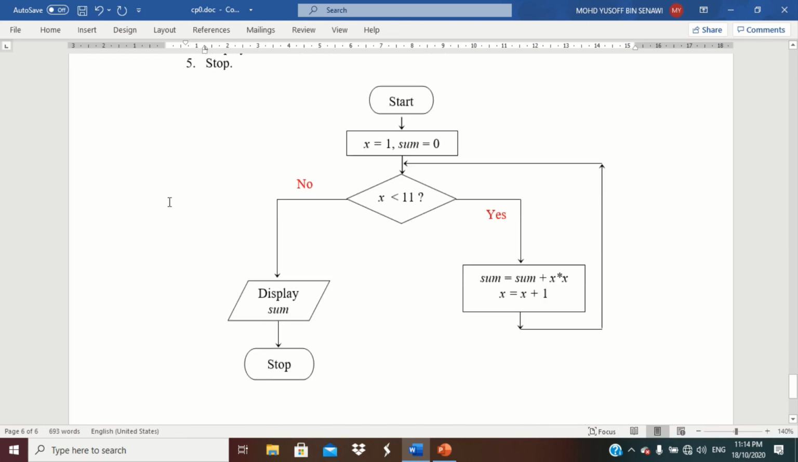This is the flowchart for conditional loop. Start, initialize. The process here is we initialize x to 1, sum to 0. We test, is x less than 11? Yes. Increment sum, increment x. Keep on looping until this is false. And when this is false, exit the loop, display the cumulative value of sum.